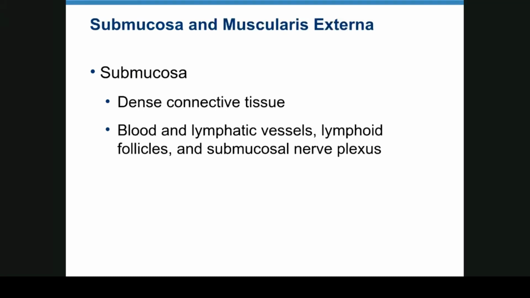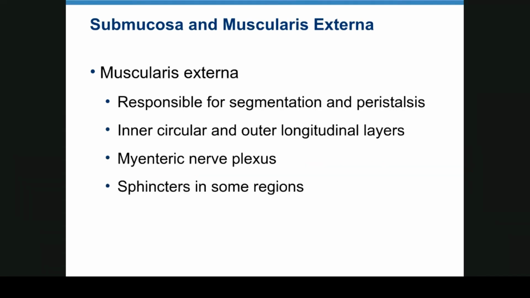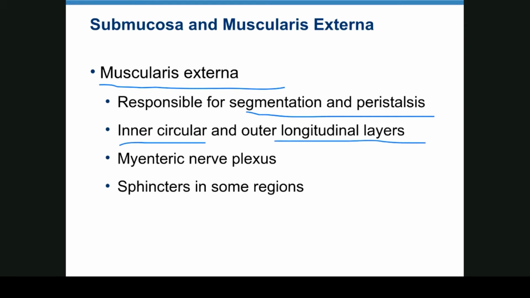The submucosa is dense connective tissue, and this is where we have a lot of blood and lymphatic vessels, lymphoid follicles, submucosal nerve plexus. Now the muscularis externa, these are the muscles for segmentation and peristalsis. You have an inner circular and outer longitudinal area. Also, we have a myenteric nerve plexus. Now, the myo means muscle, enteric means gut. So this is gut muscle nerves. And there are sphincters in some regions.